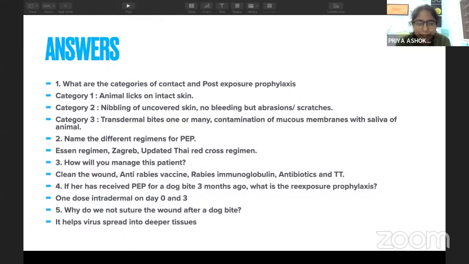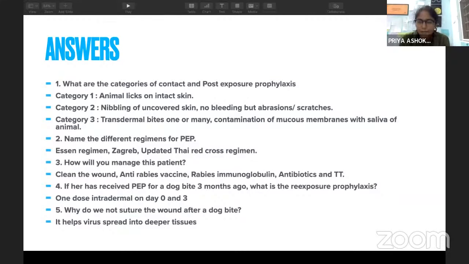Right, so there's Essen, there's Zagreb, and there's updated Thai Red Cross. You told intramuscular, intradermal. This intramuscular is Essen and Zagreb. Then managing the wound, you were right. Clean the wound. You're not going to suture it. Anti-rabies vaccine, rabies immunoglobulin, antibiotics, and tetanus. And if they've already received PEP for a dog bite, for re-exposure, you'll just give one dose on day 0 and day 3. Don't suture it because it will help the virus go into the deeper tissues. So barring one question, everything else is right.